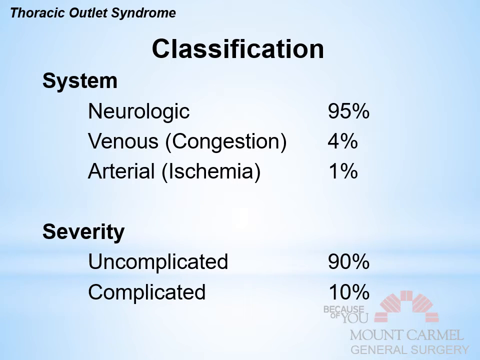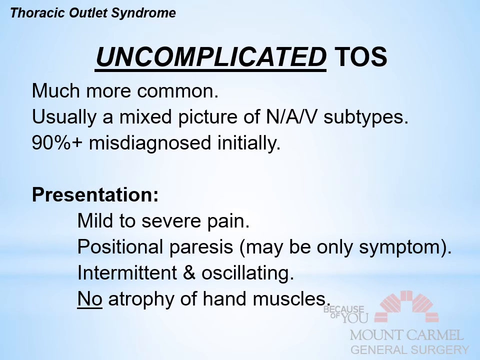This is not by any means an arbitrary division. Okay, and we'll talk about how it isn't here. Uncomplicated thoracic outlet syndrome is much more common. It's, again, usually a mixed picture of the nerve, artery, and venous subtypes. Almost always misdiagnosed initially. It's real low on, or somewhere distant on most differentials, or not even on the differential. And then it results in mild to moderate pain, but it can have severe pain. It's positional, all right?